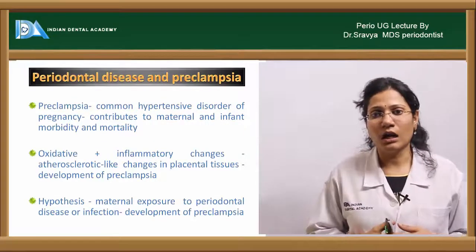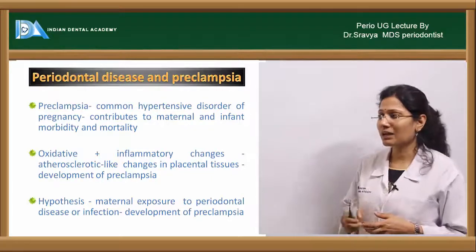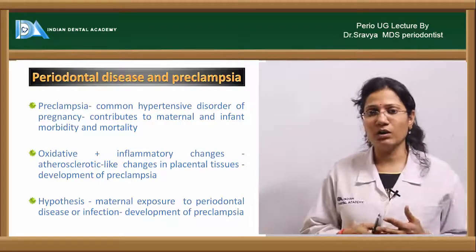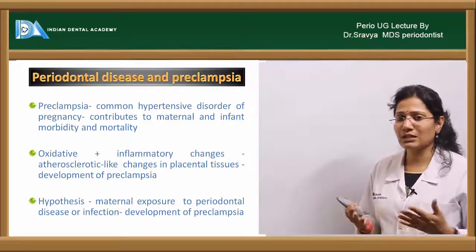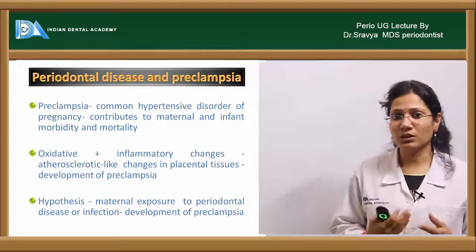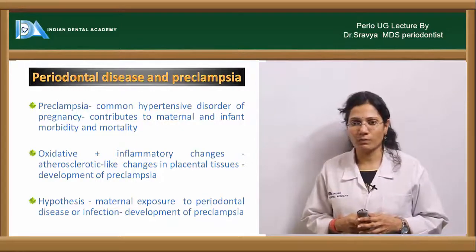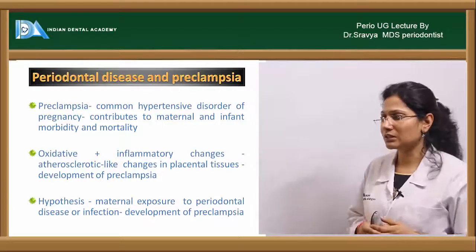Now, the second adverse pregnancy outcome would be preeclampsia. Preeclampsia is basically a condition which has three things: a hypertensive disorder, and then associated increased proteinuria. It contributes to maternal and infant morbidity and mortality.